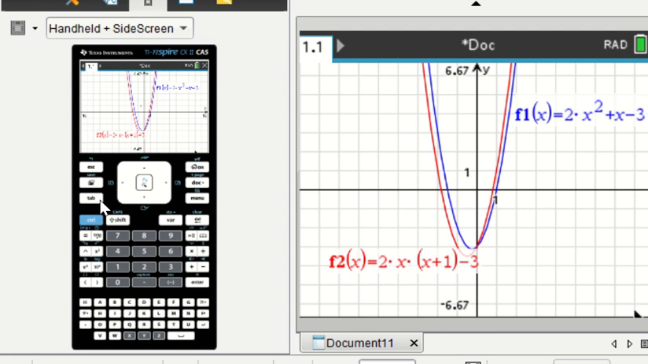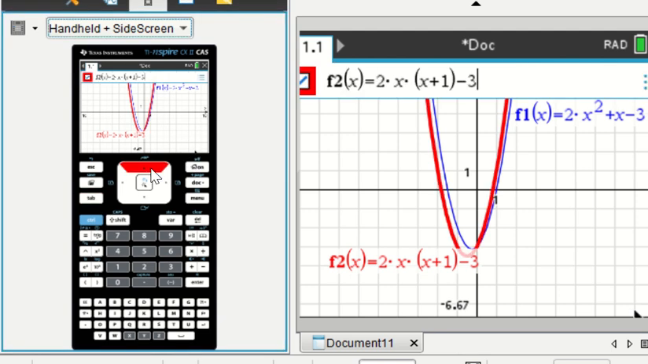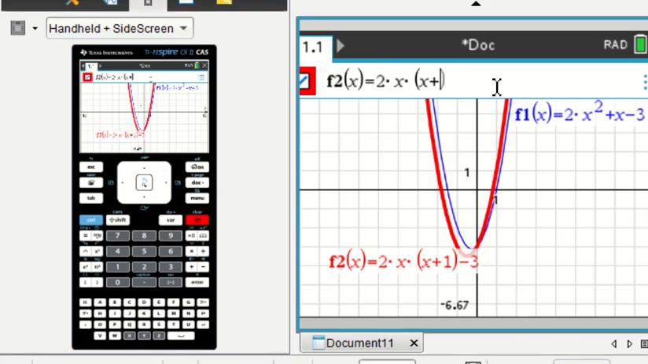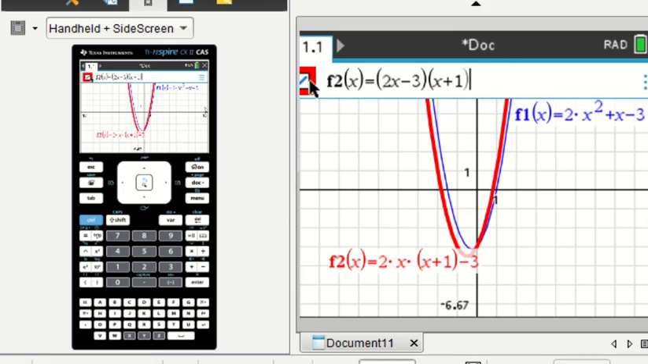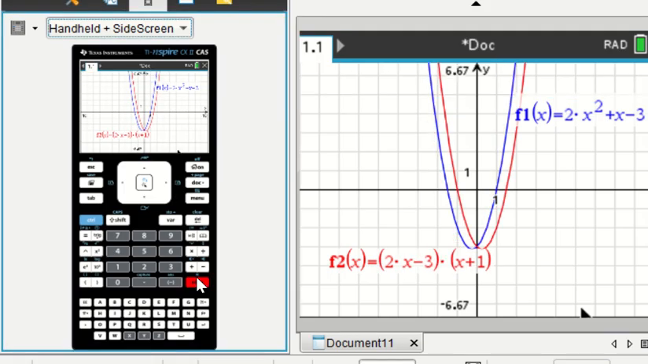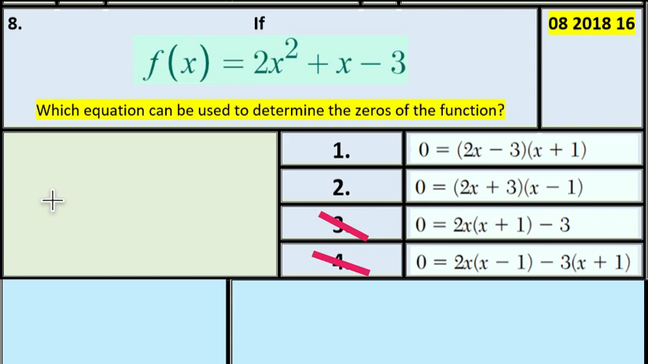So same drill again. I press tab and I arrow up. I only want to compare 2 graphs at a time. So now I'm going to edit this graph and put in 2x minus 3 times x plus 1. And when I press enter, I still get a very similar graph, but not a perfect one. So when I go back to my document, I've eliminated choices 1, 3, and 4. So what that tells me is 2 should absolutely be the correct answer.